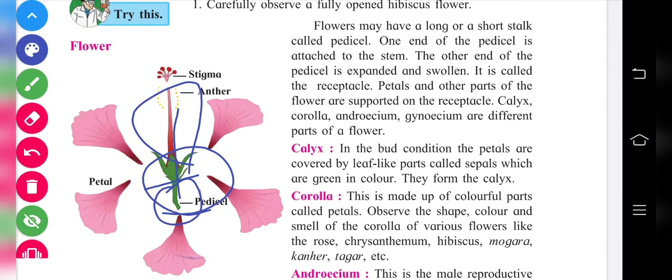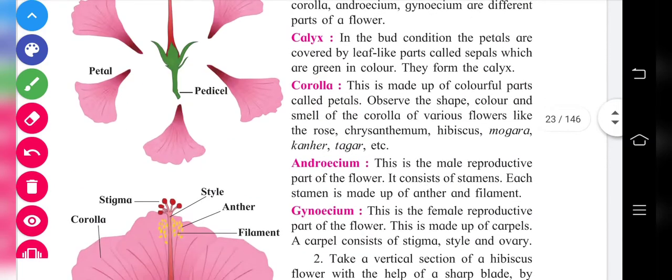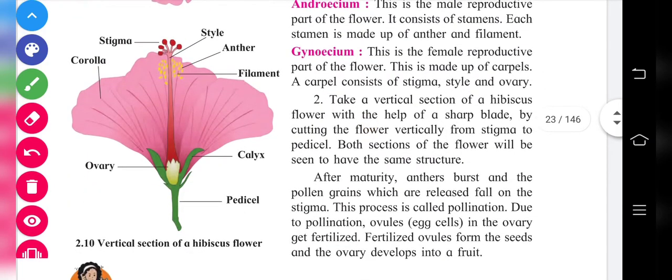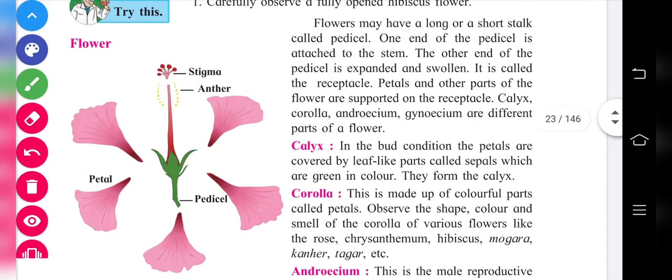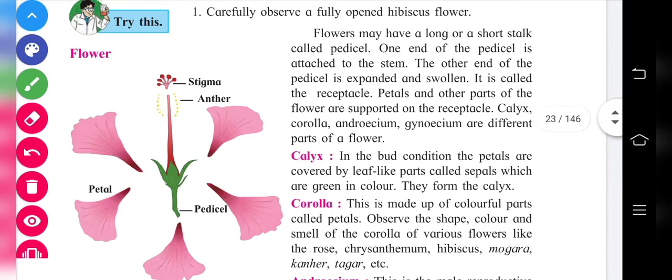The receptacle is the end of the pedicel which is attached to the flower, enlarged and swollen. This is called the receptacle. This part is attached here, and the other part is open. That is called the receptacle. Next is the calyx.